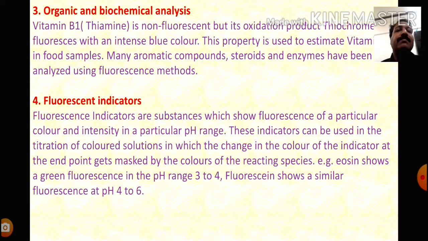Fluorescent indicators. The fluorescence indicators are substances which show fluorescence of a particular color and intensity in a particular pH range. These indicators can be used in the titration of colored solutions in which the change in color of the indicator at the end point gets masked by the color of the reacting species. For example, eosin shows a green fluorescence in the pH range 3 to 4. Fluorescein shows a similar fluorescence at pH 4 to 6.